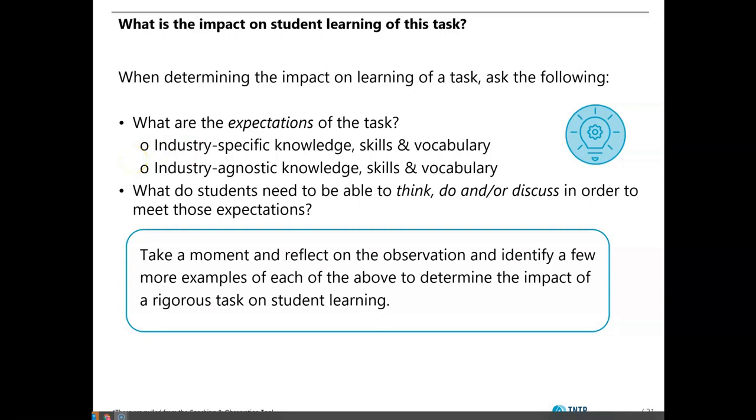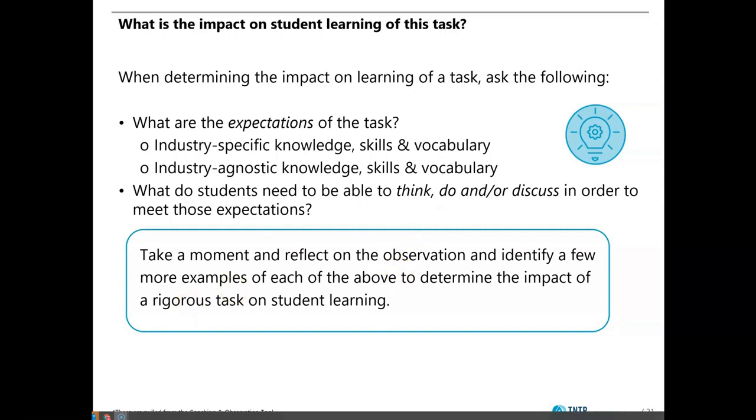And second is, what do students need to be able to think, do, and or discuss in order to meet those expectations? We saw a lot of examples of both of these in the observation that we just made. And when you connect these two ideas together, what you have is an opportunity to rethink who is doing the mental lift in the classroom.